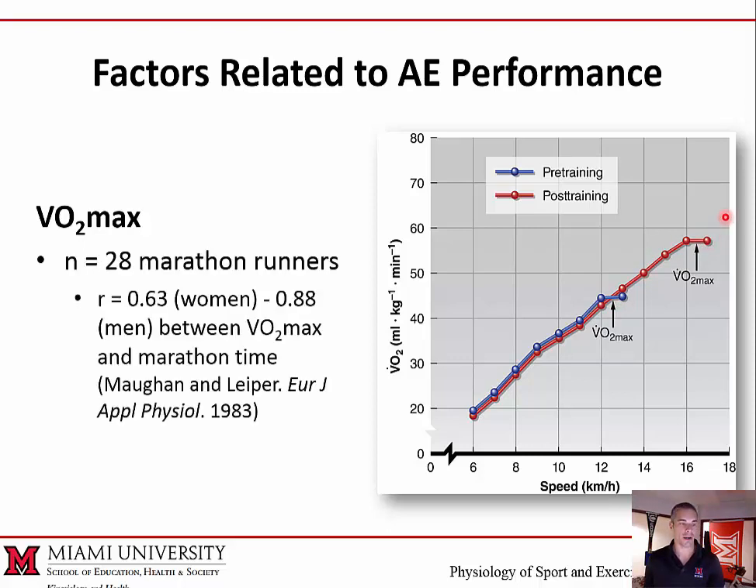If we look at the literature here, in this study from 1983, they found a moderate to high correlation between VO2 max and performance in aerobic exercise events. Specifically in these 28 marathon runners, they found a moderate to high correlation between VO2 max and marathon time. So those with a higher VO2 max had a faster marathon time.